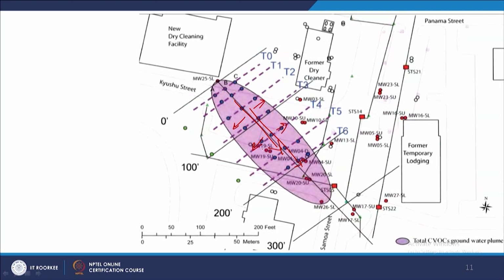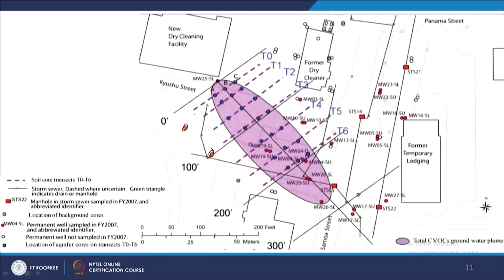So, let us move on, and what else do we have here? I guess we have some control wells out here, right. Let us look at the legend. So, soil core transects, obviously the soil samples were taken at T0, 1, 2, 3 along these particular transects, and stormwater sewer, that is something that we looked at. So, different manholes. So, here they also looked at manholes and used them as sampling ports, let us say, right.